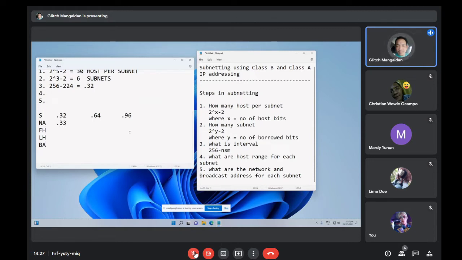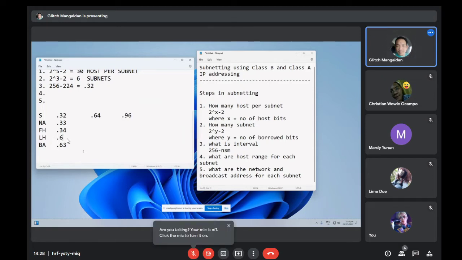Okay? Here in the broadcast address, subtract 1 from the next subnet. If that's 64, then this should be .63. Just subtract 1. Okay? Then you can now get the first host and the last host. For the first host, add one to the network address. So this will be .34. And for the last host, subtract one from the broadcast address. So this is .60.